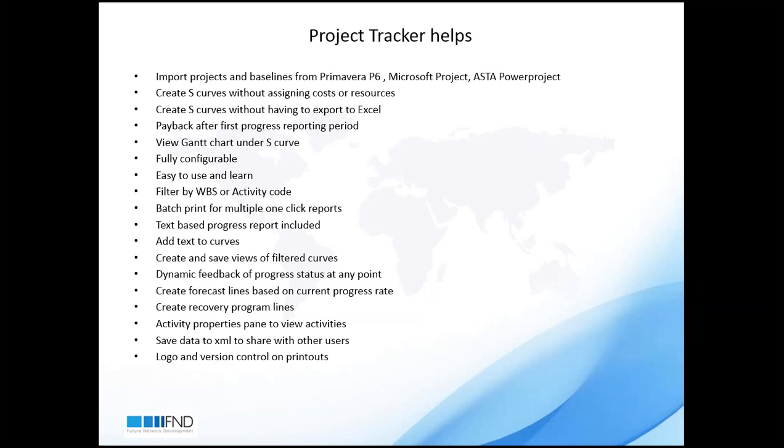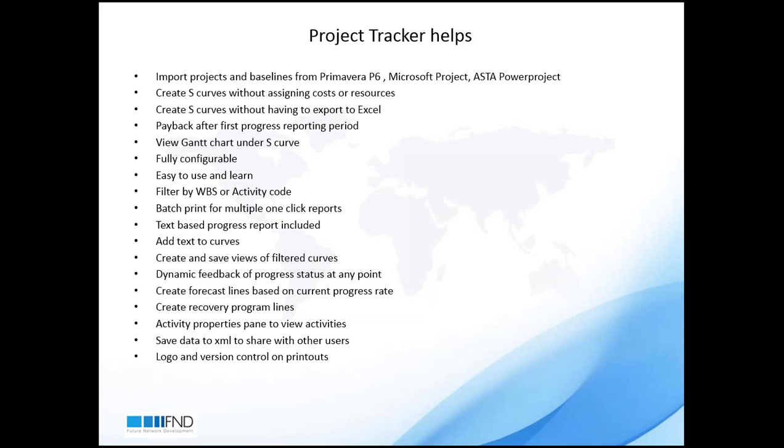It is fully configurable and it is very easy to use and learn. Actually, in Project Tracker there is not much functionality, not many buttons, so it is really very easy to learn. Also, Project Tracker allows us to filter our S-curve according to WBS and also according to activity codes, which are created in the original schedule. So in Primavera or MS Project, whatever we use as a WBS structure or activity code, we can filter and see only a specific part of the project.